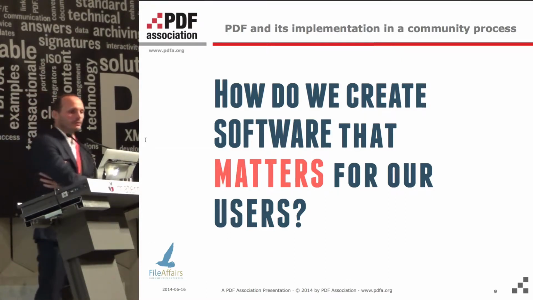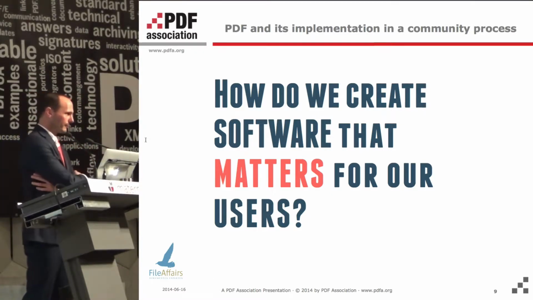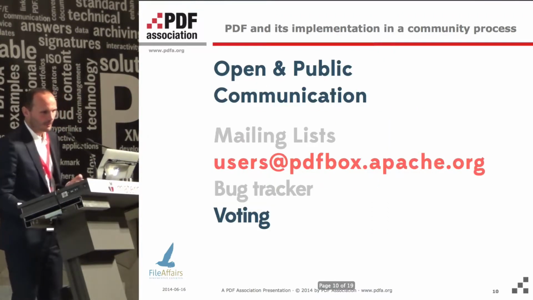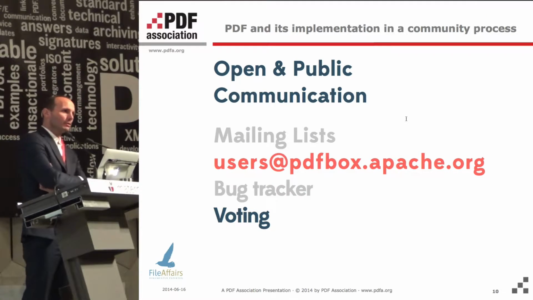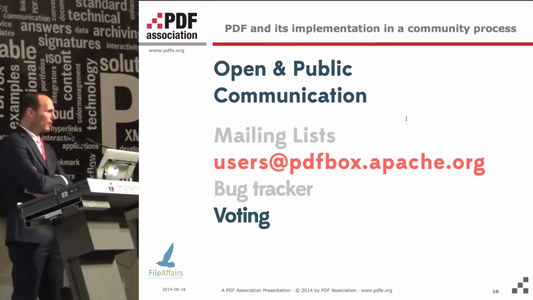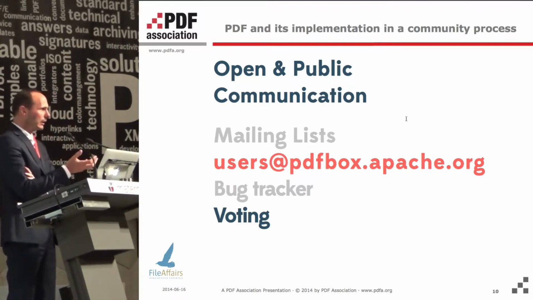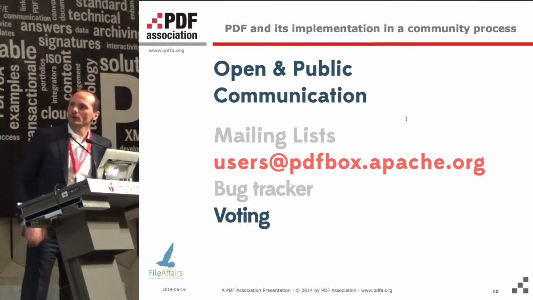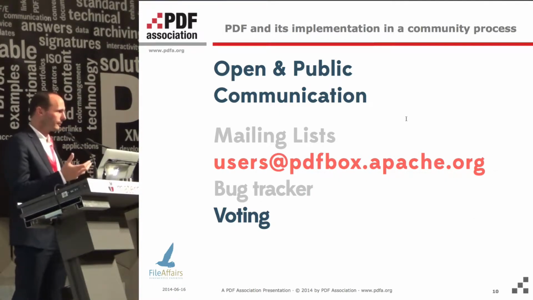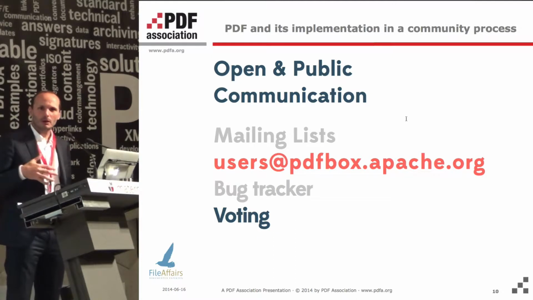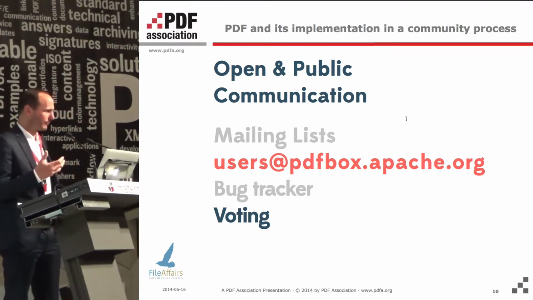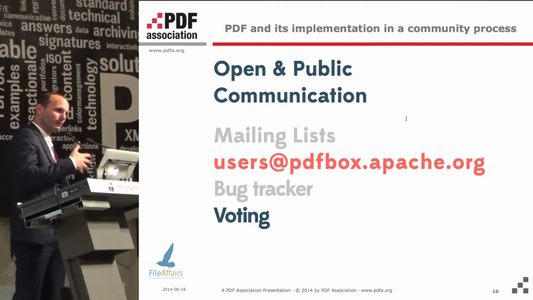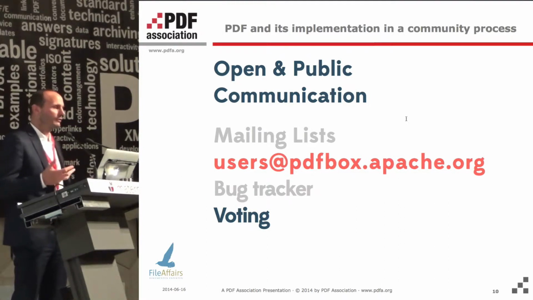So the question for us as a community is, how do we create software that matters for our users? One of the ways we're trying to do this is through open and very public communication. The communication around the project is organized on mailing lists. There are 2 mailing lists. The most common one is users at PDFBox Apache.org, where all the users can discuss issues they have, new functionality they would like to see, etc. around PDFBox, and all of that is public. So you can subscribe to that mailing list, and you can see what others are adding to that, and everyone can participate in that communication and help others resolve issues.